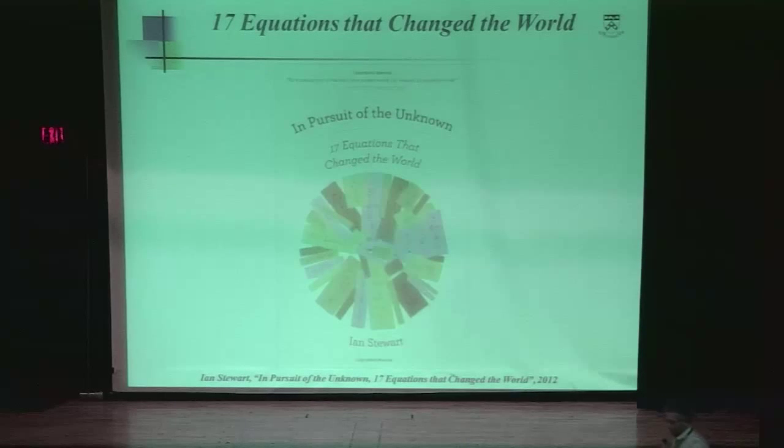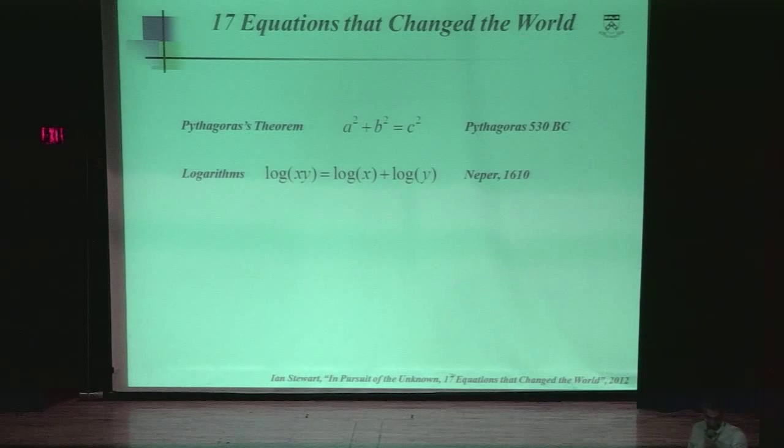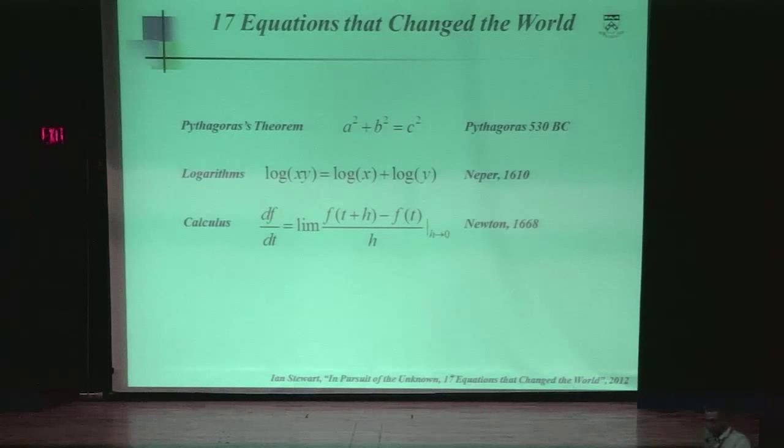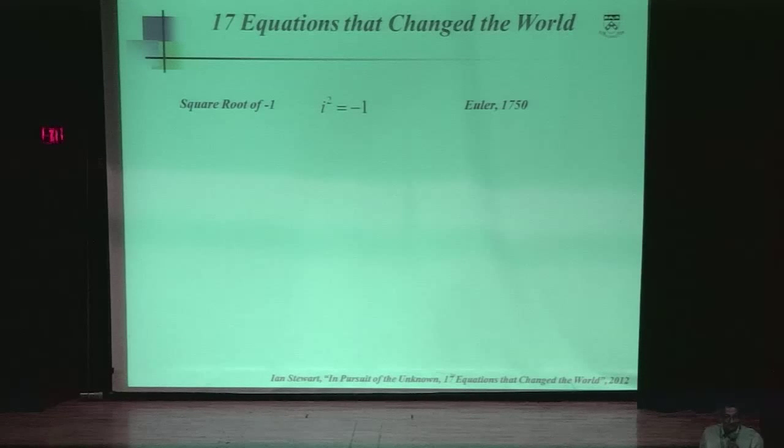Of course, Maxwell's equation is one of them. In chronological order, the first one is Pythagoras' theorem, going back to 530 BC. Logarithms by John Napier, and we use that all the time. Calculus, the definition of derivative by Isaac Newton. Law of gravity by Isaac Newton. Wave equation by D'Alembert. Square root of -1, which we use all the time, but is extremely important, by Euler. Euler's formula for polyhedra is quite interesting, very simple and yet very powerful. It is an equality that relates the number of faces, edges and vertices of a polyhedron.